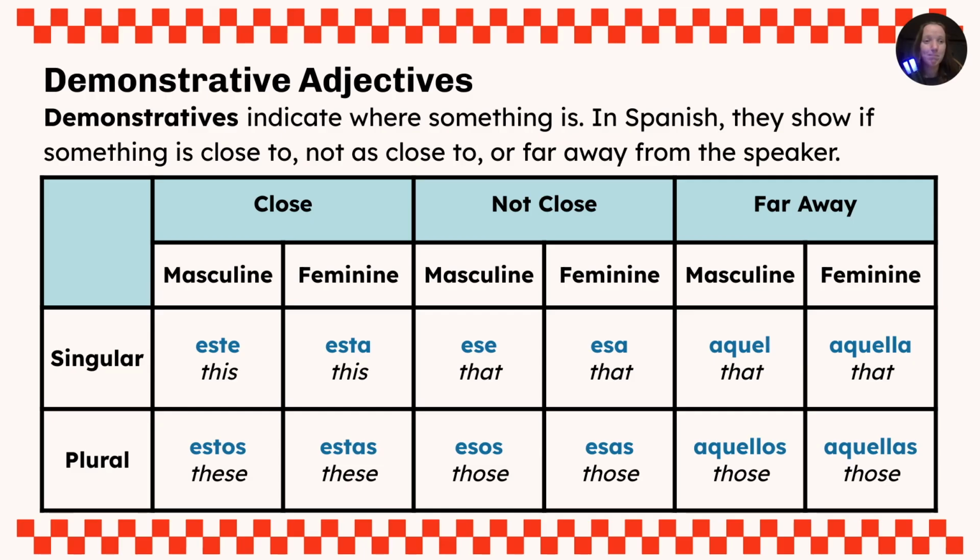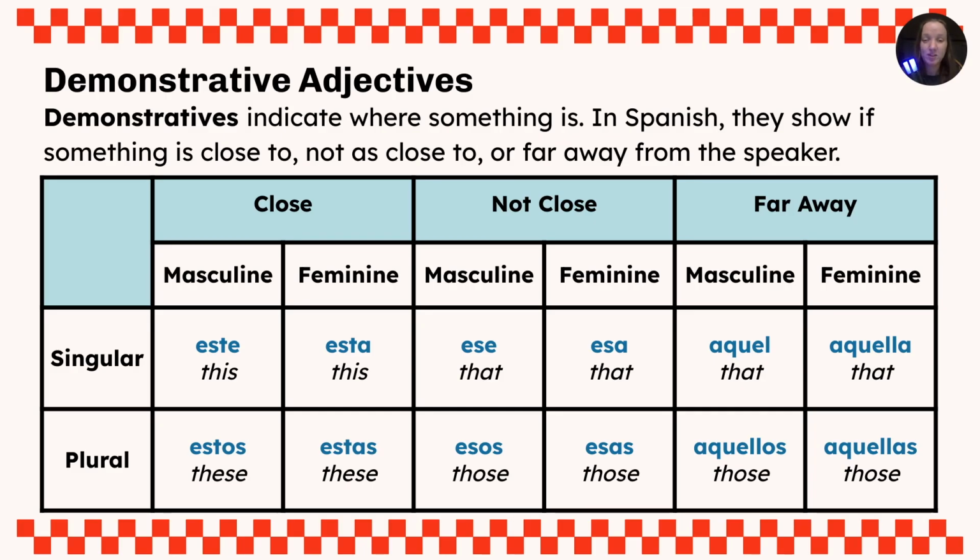Now, these can also be plural. If you're referring to many things that are close to you, you would use the demonstrative these. In Spanish, there are two ways we can say this. If the nouns that you are talking about are masculine, you would say estos. If the nouns that you are talking about are feminine, you would say estas. When you're referring to things that are not close to you but not far away, you would say those. In Spanish, we have two ways we can say this. If the nouns that you are talking about are masculine, you would say esos. If the nouns that you are talking about are feminine, you would say esas.